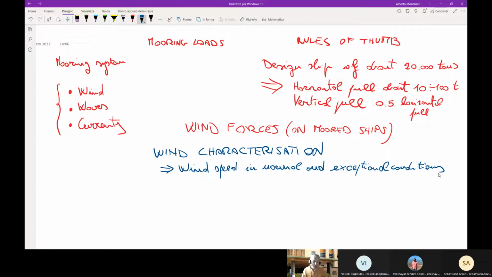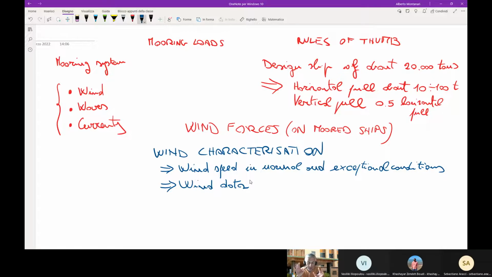What can we use to estimate wind speed? We use data, of course, and so we use wind data. Let's hope that these are already available. And if they are already available in important locations, so for important harbors, important ports, or for airports, usually you have data available. If you design a new and maybe small harbor in a location that is remote, then maybe you don't have wind data.